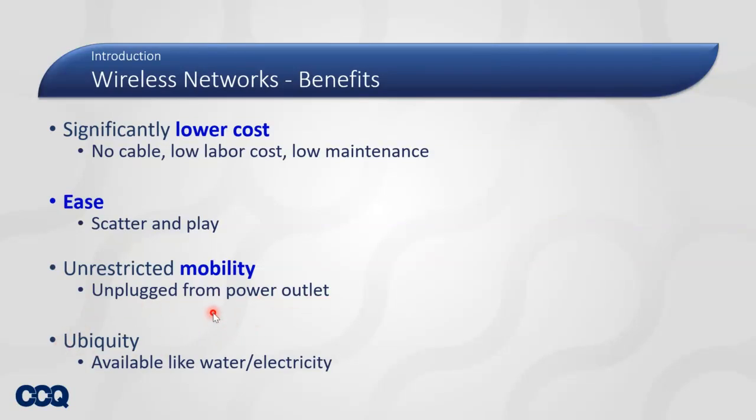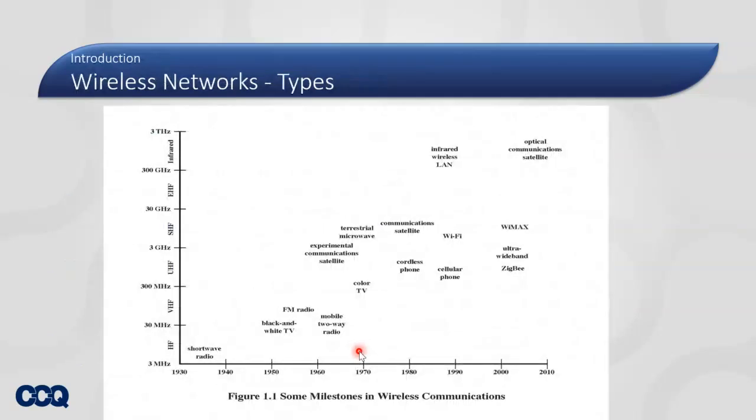Ubiquity means widely spread, pervasive. It is widespread. It is available like water and electricity.